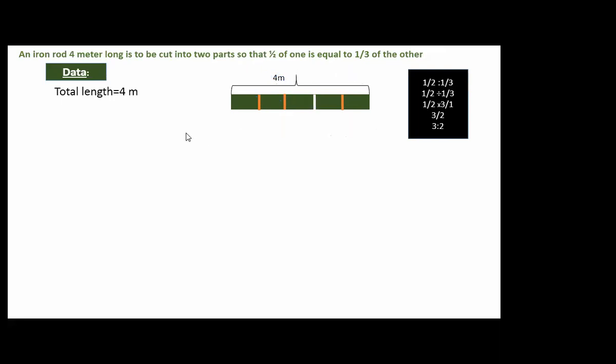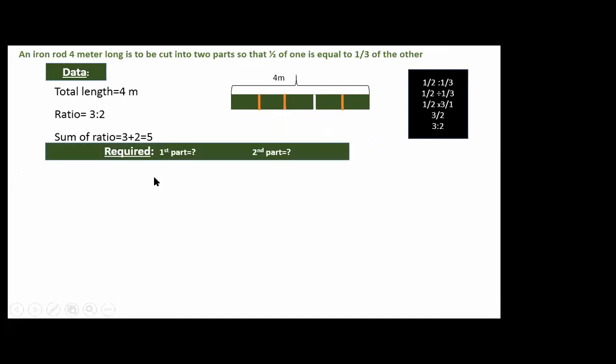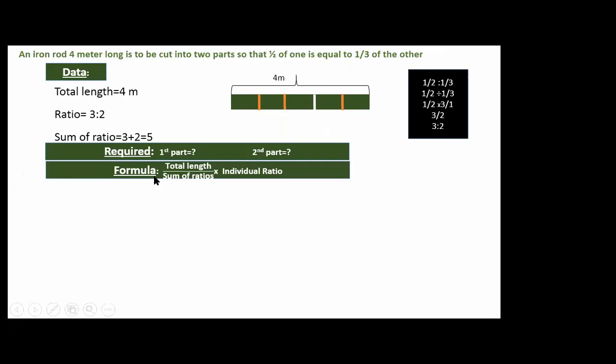So, let's start with the ratios. Here we get 3 ratio 2. Sum of ratio will be 3 plus 2. Are you getting me, Arif? Everything is clear? Now here we need the first part and second part. Students, here the formula is total length over sum of ratio into individual ratio, right? Why? Because the length is mentioned over here. Clear? Now let's start with the solution.